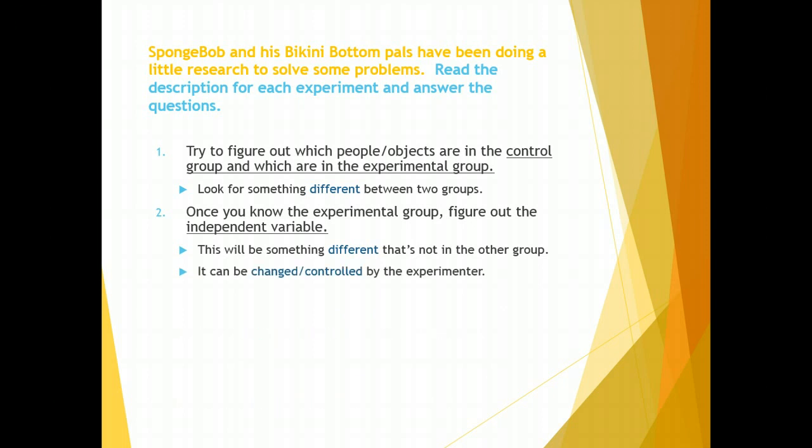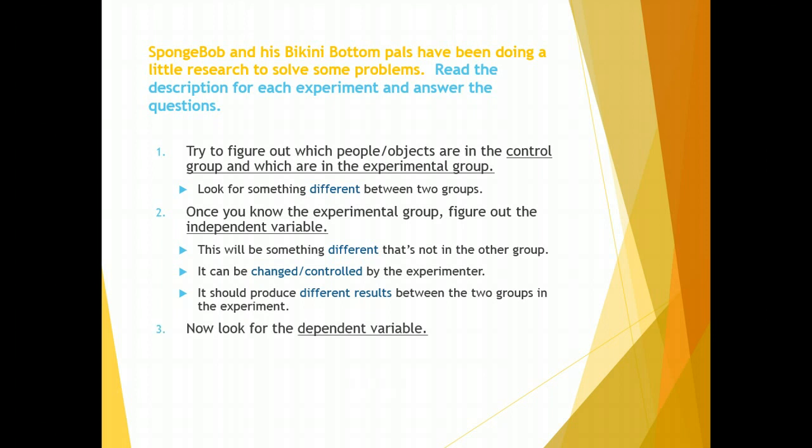An independent variable can be changed or controlled by the experimenter. And it should produce different results between the two groups in the experiment. Once you've figured out the independent variable, you can look for the dependent variable. Ask yourself what is being observed in both groups. It should be something quantitatively or qualitatively measured.